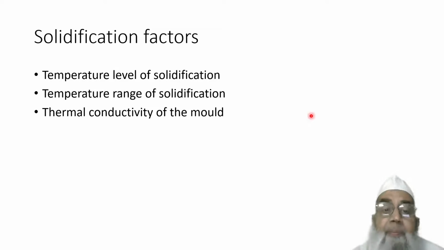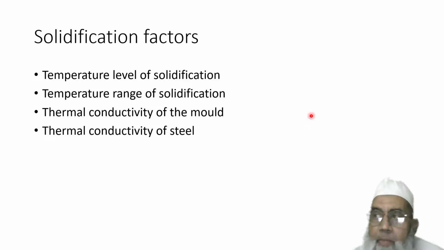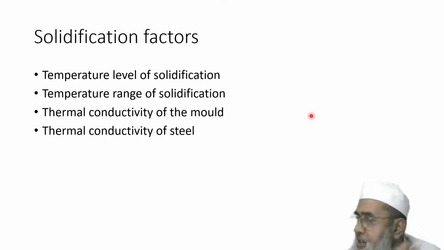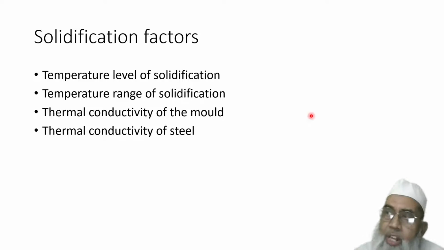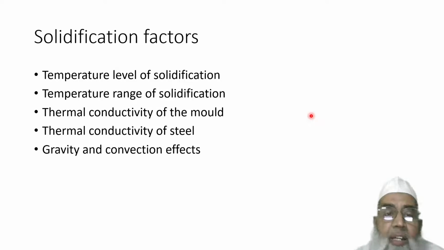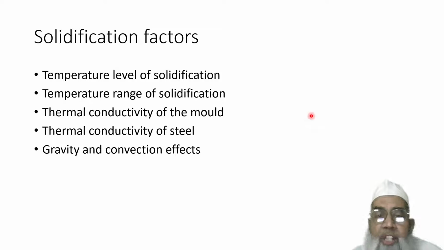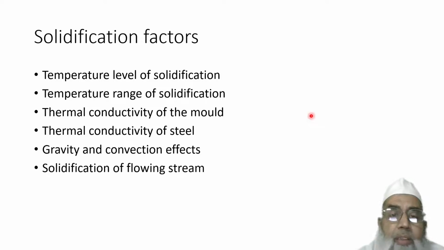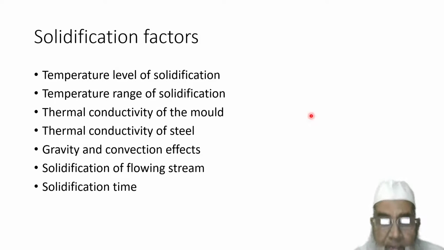all these factors: the thermal conductivity of the mold and the thermal conductivity of the steel. After solidification of the surfaces, the thermal conductivity of the steel will also affect the solidification of the remaining molten metal. Gravitation and convection will also affect the solidification of the flowing stream when the molten metal is flowing, and during that time solidification is also taking place, and therefore that is also to be considered.